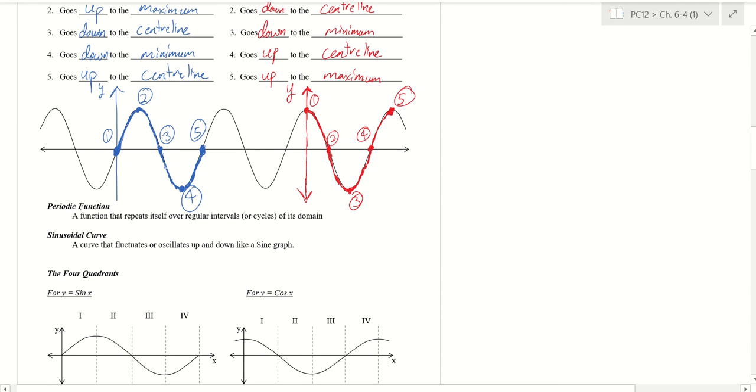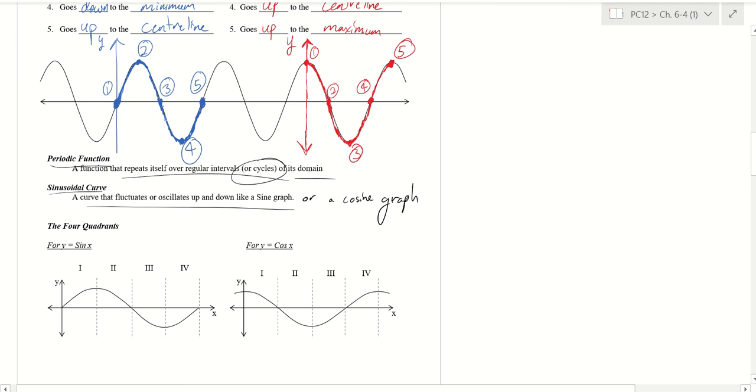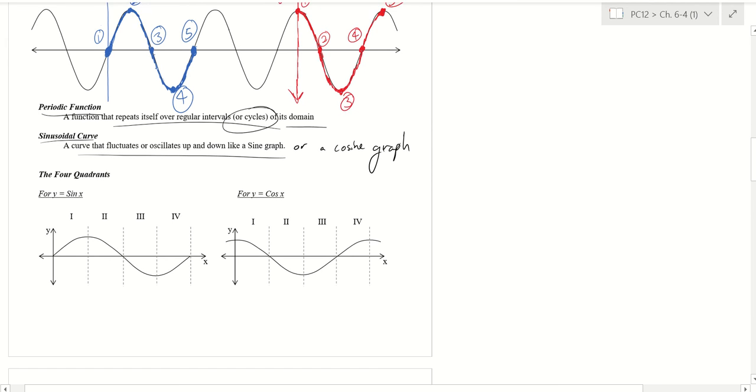So here we see some definitions. A periodic function is just a function that repeats over and over at regular intervals or cycles of its domain, and a sinusoidal curve is just a curve that fluctuates or oscillates up and down like a sine graph or a cosine graph. So in red and in blue, you can see that they look pretty similar, and they are. They are both sinusoidal.